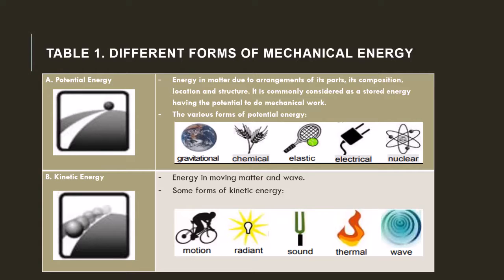The various forms of potential energy: we have gravitational, chemical, elastic, electrical, and nuclear. Next, we have kinetic energy. This is energy in moving matter and waves. Some forms of kinetic energy we have are motion, radiant, sound, thermal, and wave.